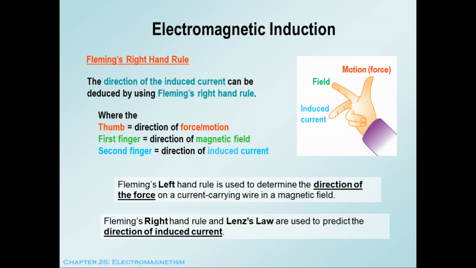So now this is the opposite. Instead of taking electricity and magnetism to produce a force, now we're doing sort of the opposite. We're taking a force and magnetism to produce electricity. So using Fleming's right-hand rule, as you see here, your thumb is the direction of the force or the motion. Then your index finger is the direction of the magnetic field. So you will line up those two first, and then, dependent on those two, your middle finger will give you the direction of the induced current.